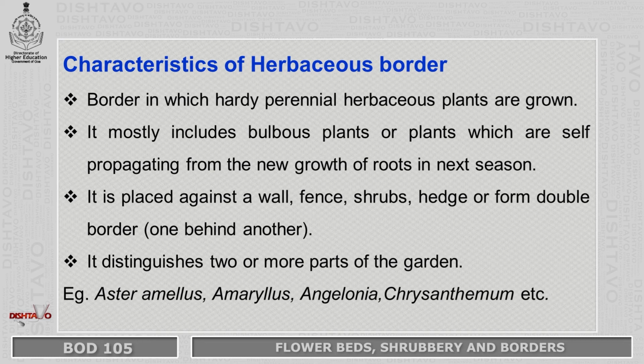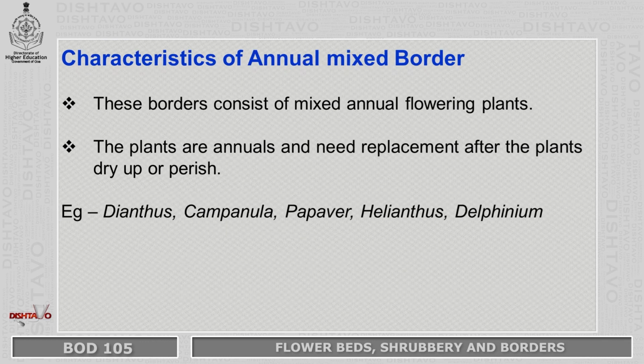That means these plants do not perish but remain for many years. It mostly includes bulbous plants or plants which are self-propagating from new growth of roots in the next season. It is placed well against wall, fence, shrubs, hedges or form double border one behind the another. It distinguishes two or more parts of the garden. That is, it separates one part of the garden from another part. Examples are Alstroemeria, Amaryllis, Anemone and Chrysanthemums.